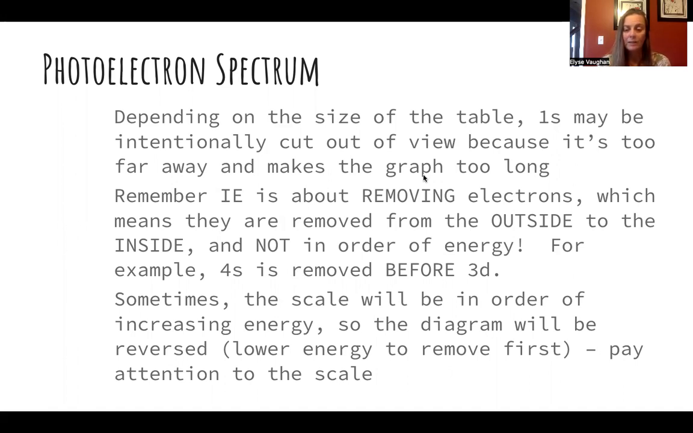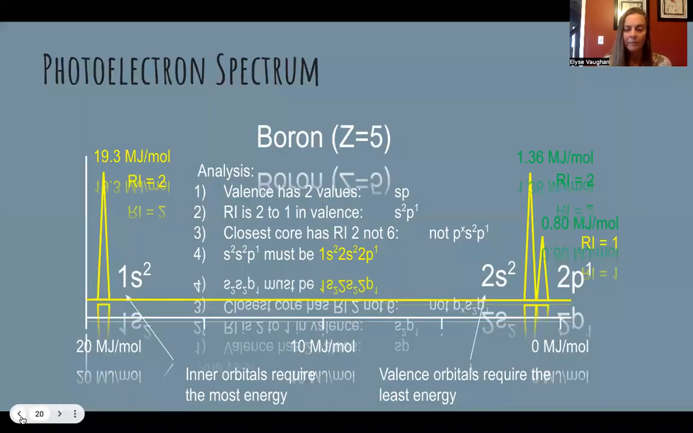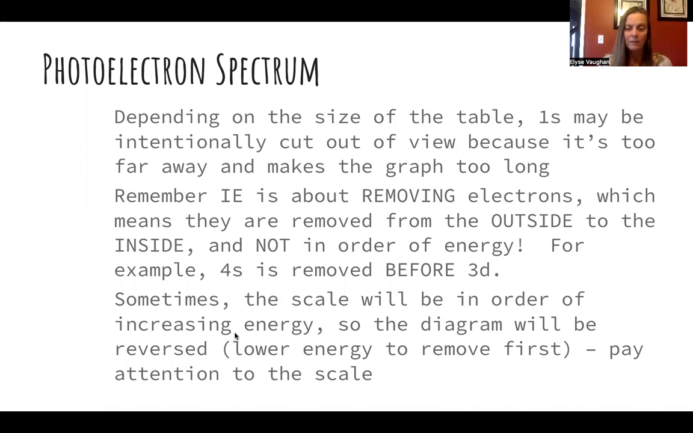And you notice on this last one that we went from high energy on the left to low energy on the right. And that's backwards of most graphs. So you definitely have to pay attention. Very often photoelectron spectra are presented this way, but sometimes they will be presented more traditionally with low energy on the left and high energy on the right. So you just have to pay attention to the scale that's given.